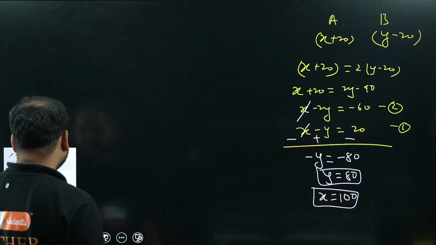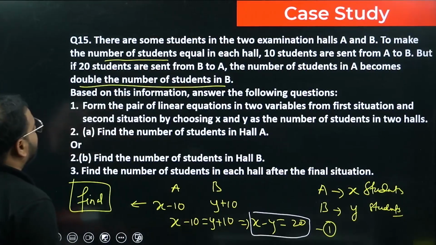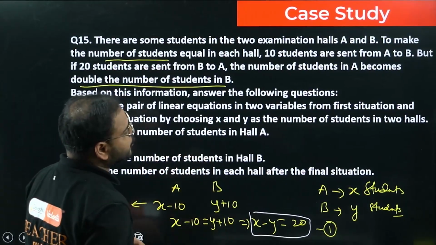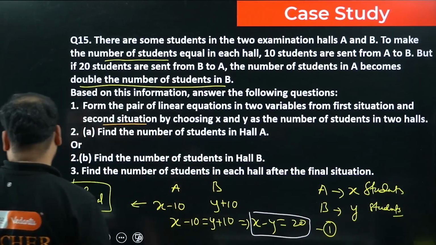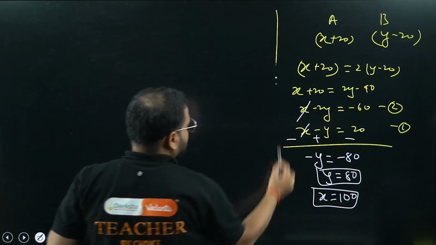Now we'll answer the question that they're asking. Question number 1. Form the pair of linear equations in two variables for the first situation and the second situation by choosing X and Y as the variables. So let's write the answers for this part first.